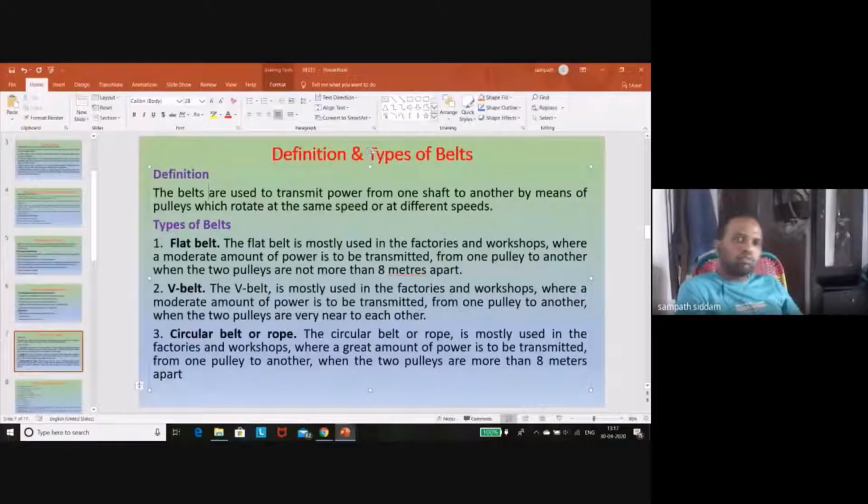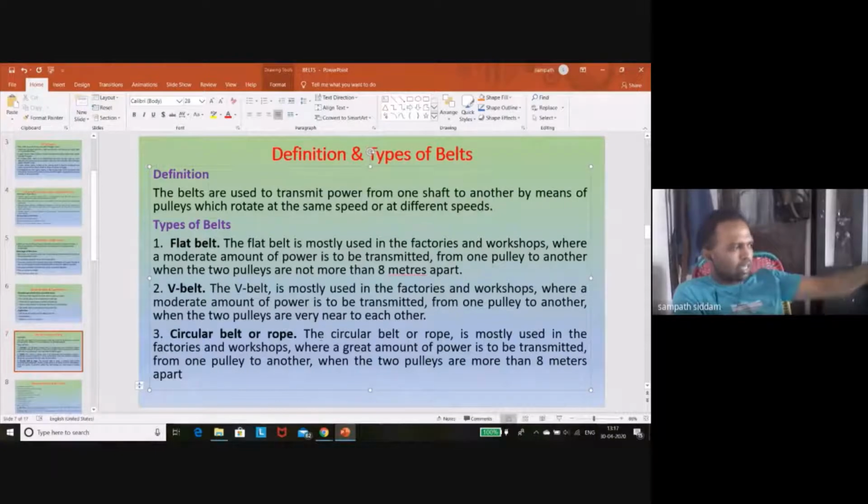Now we'll go through the small definitions related to the flat belt, V belt, and circular belt. Flat belt is mostly used in factories and workspaces where a moderate amount of power is to be transmitted from one pulley to another, about 8 meters apart. If there is a distance of 8 meters apart, then you'll be going with flat belts. Again, a flat belt has different types: open belt, cross belt, and so on.